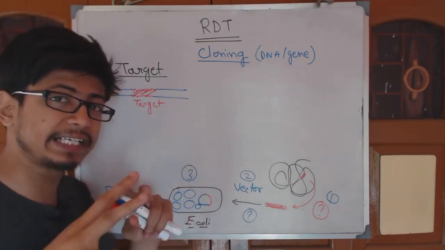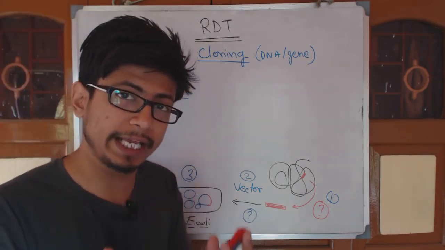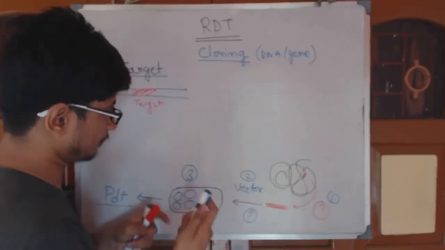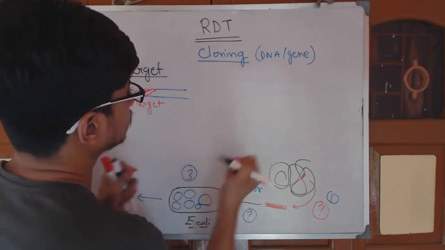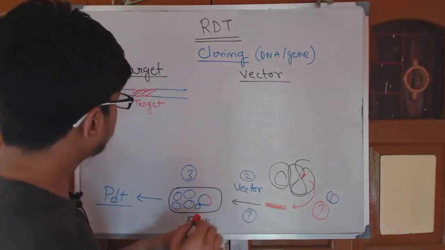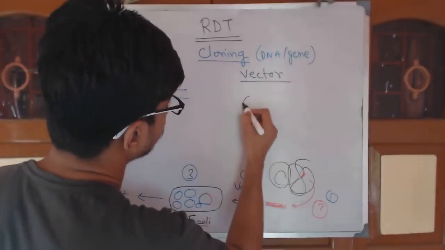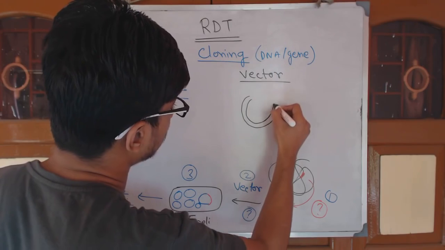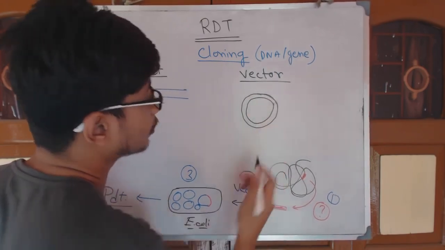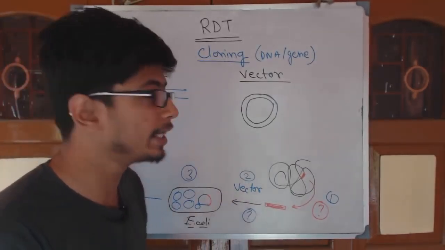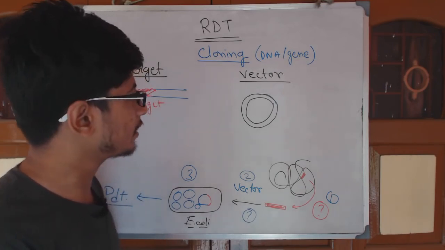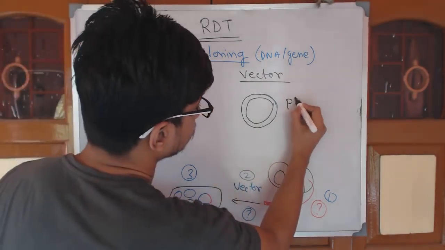Okay, we know a vector is a delivery system. It is also a genetic element capable of self-replication. Now take as an example a plasmid. We say the vector is a plasmid, right? So let's draw it. This is the plasmid. Circular, you know, a plasmid is a circular DNA capable of self-replication. It is frequently found in bacterial cells. This is the plasmid.